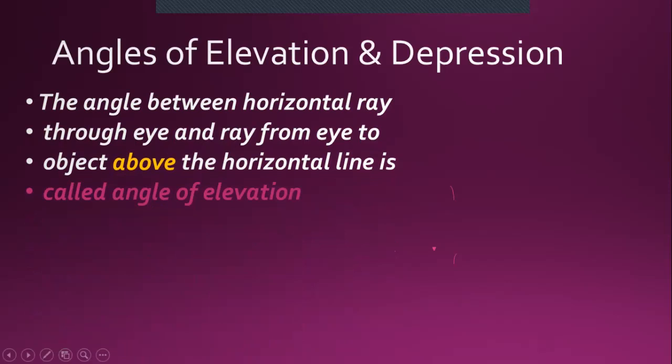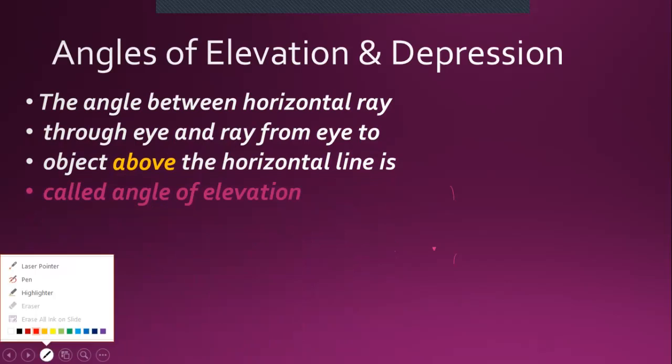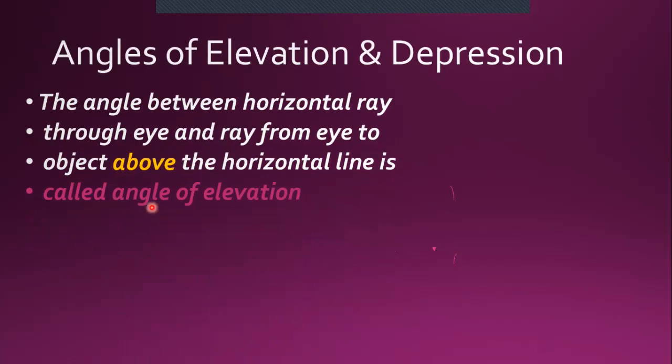The angle between horizontal ray through eye and the ray from eye to object above the horizontal line. This word above is very much important here, and in it this definition is different from your book. This is such a definition that you can write it without diagram, but in your book, the definition that is written, then you need to use diagram. But we will use diagram as well for the sake of understanding.